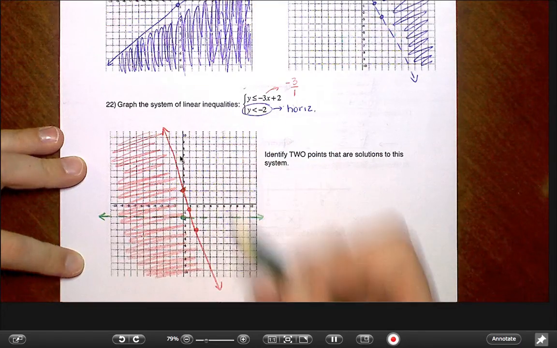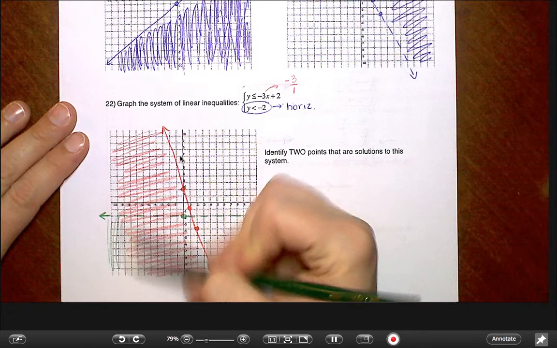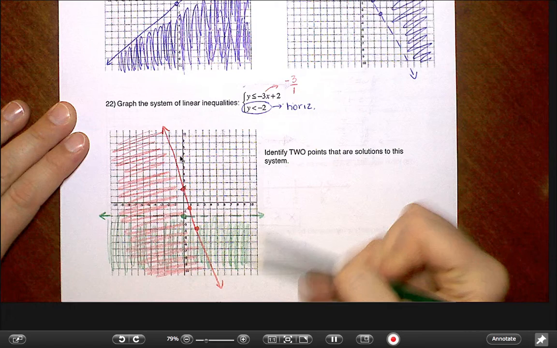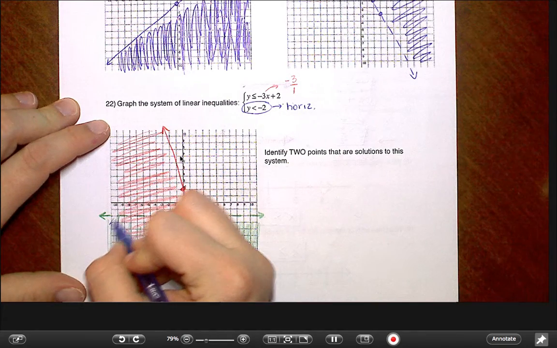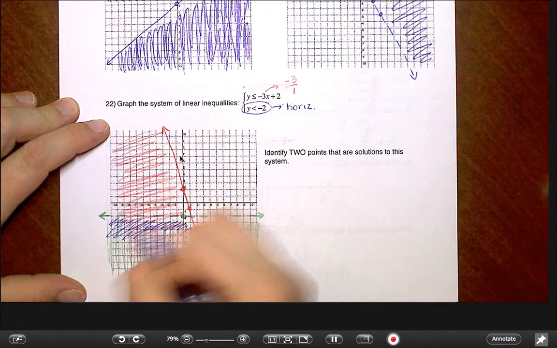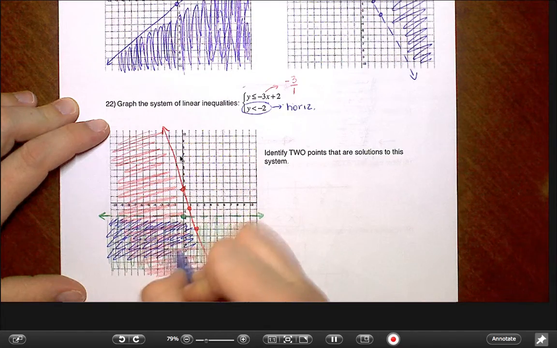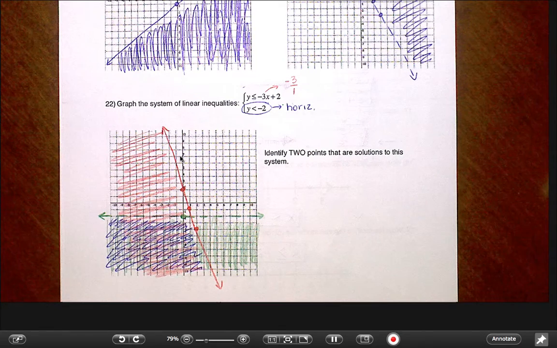And this is less than. So again, I'm shading where the y's are getting smaller. That would be underneath the line. And then you'll see I get this section in here that's double shaded, the section that's green and red. That's where I would darken in. That's your final answer, is all of this. Okay. So that's your solution to the system.